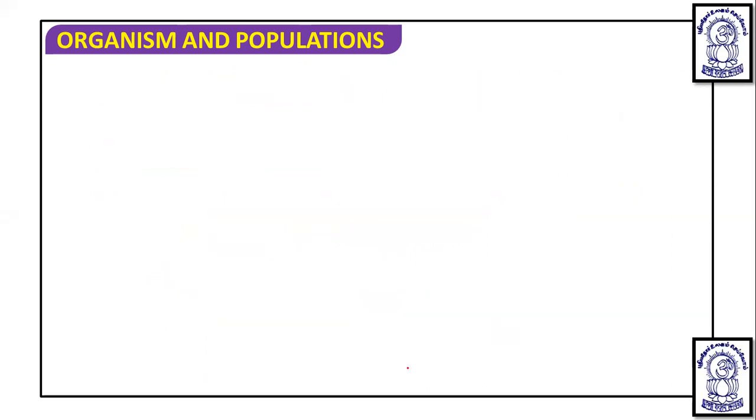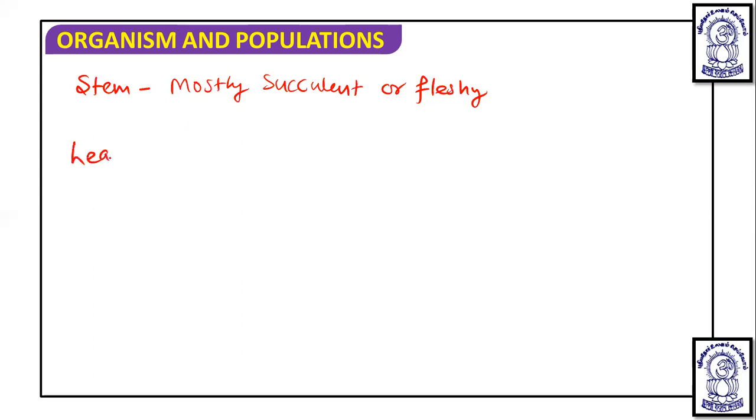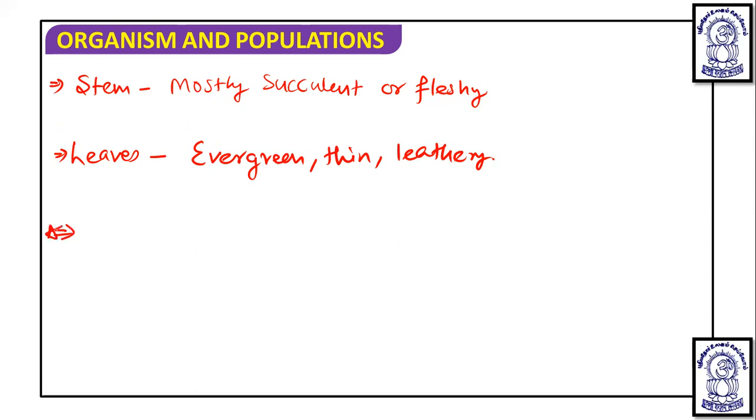If we talk about the stem of the halophytes, in stem you will see that stem is mostly succulent or fleshy, means water storing. And if we talk about leaves, leaves are evergreen, thin and leathery. Okay, so such morphological adaptations are seen in case of leaves, stem and root. The root characteristics are important that you should remember.